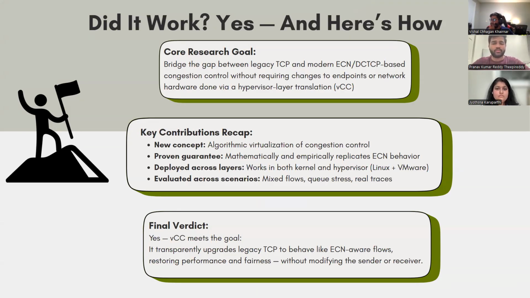The main research objective was to bridge legacy TCP and modern congestion control without modifying endpoints or hardware. So VCC succeeded by introducing a novel transition layer in the hypervisor, mathematically proving that this layer replicates ECN behavior. Building real prototypes in both kernel and hypervisor layers is also a key contribution. Testing across diverse configurations and workloads was also done. In short, VCC made legacy TCP look and act modern, transparently and effectively.